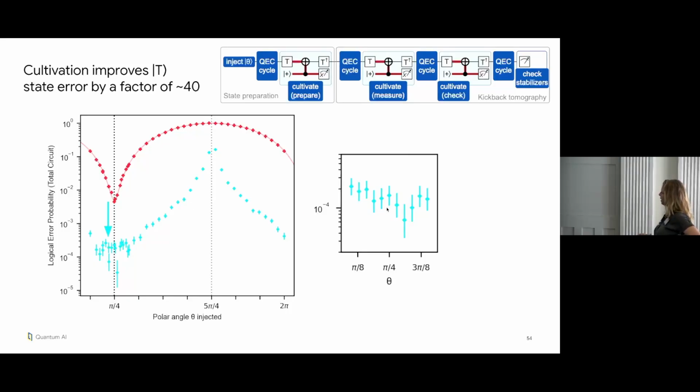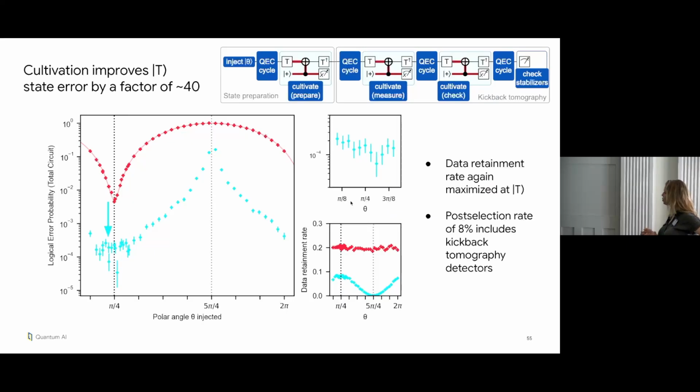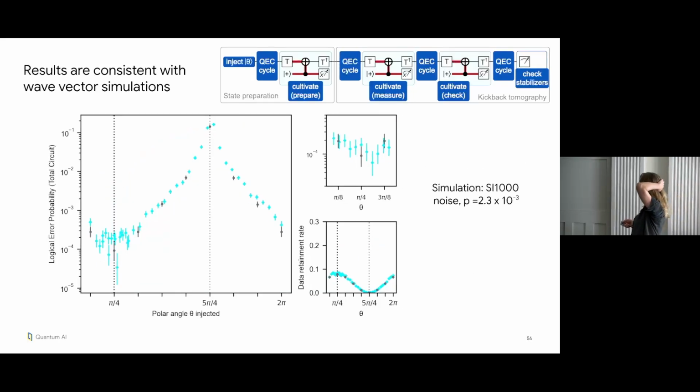And in particular, we get state errors of roughly 10 to the minus 4. This is a bound, remember, because we're using kickback tomography to measure it. And the data retainment rate is again maximized as you would expect at the T state and minimized at the orthogonal state. So things make sense. After post-selecting for all the detectors in kickback tomography, we get a post-selection rate of about 8%.